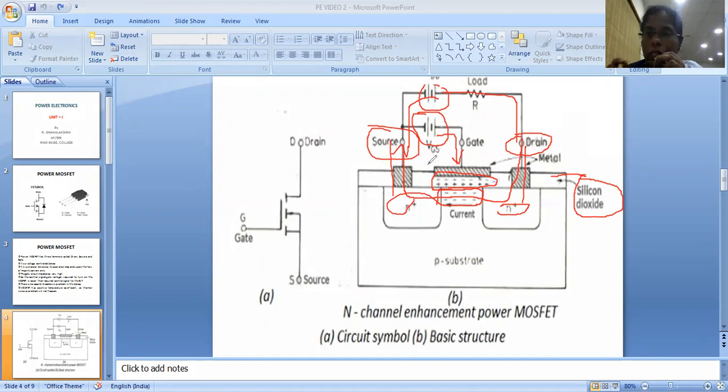So once the gate source voltage is given, an electric field is induced under that gate terminal, and because of that, in the P substrate you can see, here we have our P substrate. In that P substrate, the electrons are accumulating at this point, and it forms a channel between our drain and source. It is connecting our drain and source. It acts like an N channel. Therefore, now the current will be flowing from drain to source. So this is how this MOSFET is working, right?